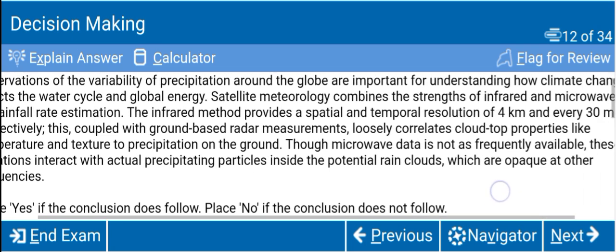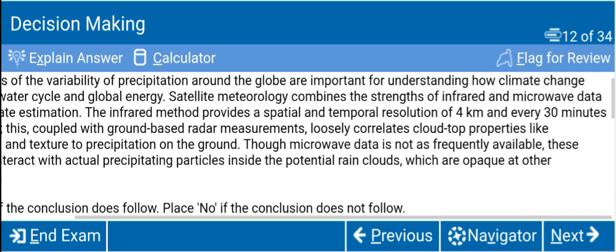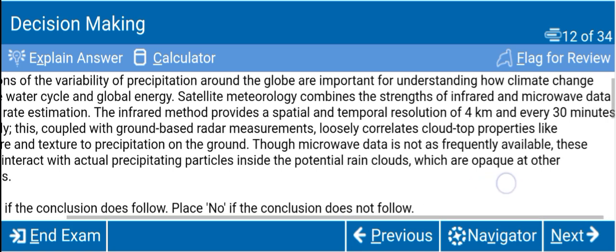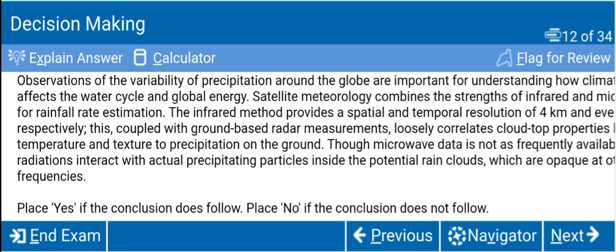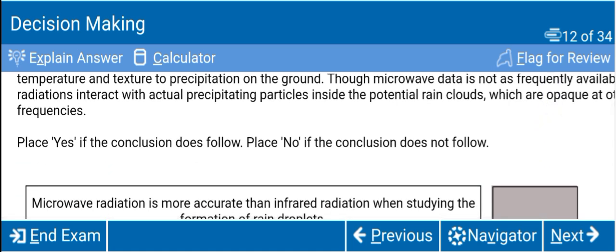Though the microwave data is not as frequently available, these radiations interact with actual precipitating particles inside the potential rain clouds, which are opaque at other frequencies. So place yes if the conclusion does follow and place no if the conclusion does not follow.